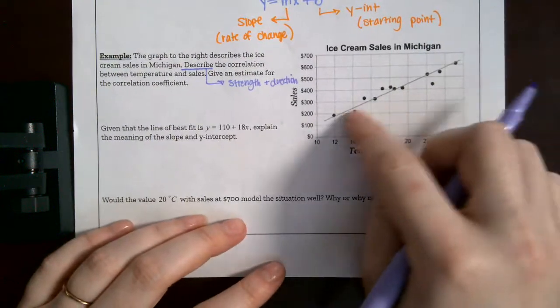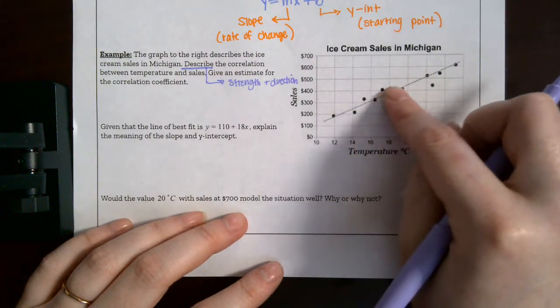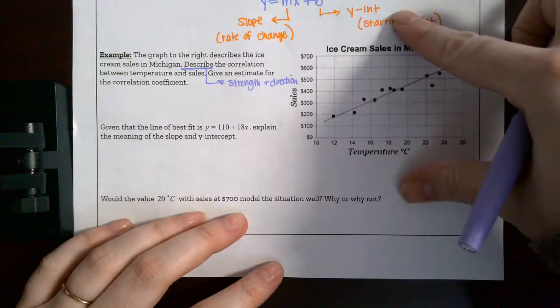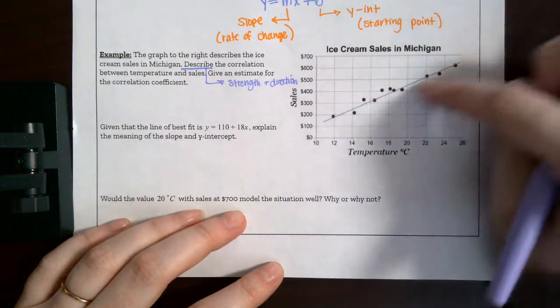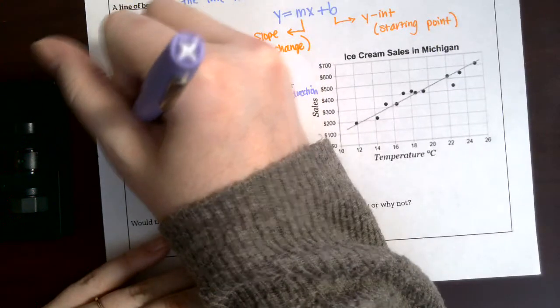So looking here, you kind of just ignore the line there for a second. Just looking at the dots, we want to see how close are these dots to this line? Are they really close? Are they pretty spread out? Things like that. So I would say these dots are pretty close to that line. They're all pretty tight in there. So I'm going to say this is a strong correlation.